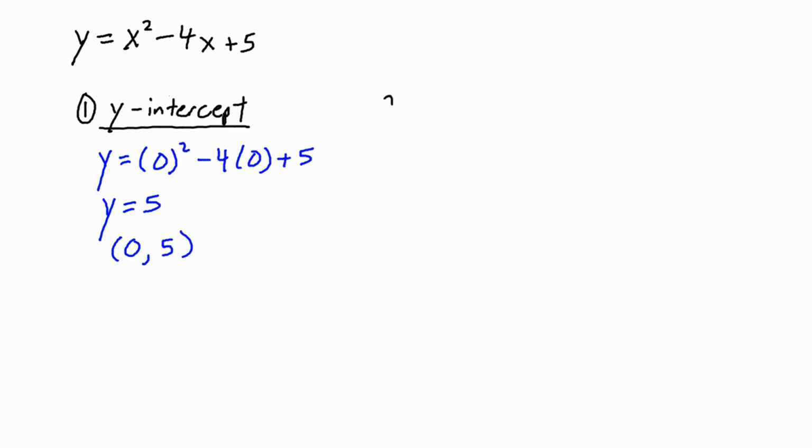Step 2, I want to find the point that is symmetric to my y-intercept. If it's symmetric, that means they both have the same value for y. Since my y-intercept was 5, I can substitute 5 into my original equation. I get 5 equals x squared minus 4x plus 5. Solving for x, I subtract 5 from both sides.